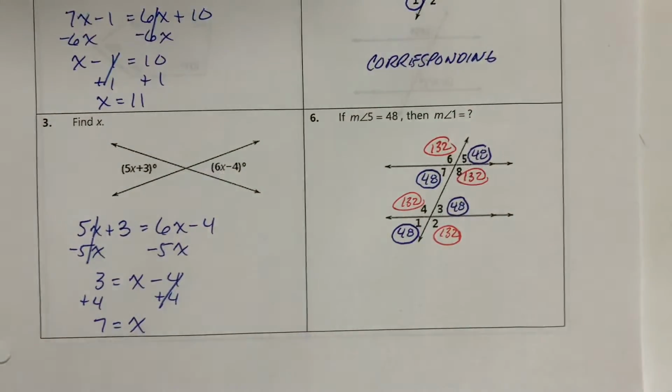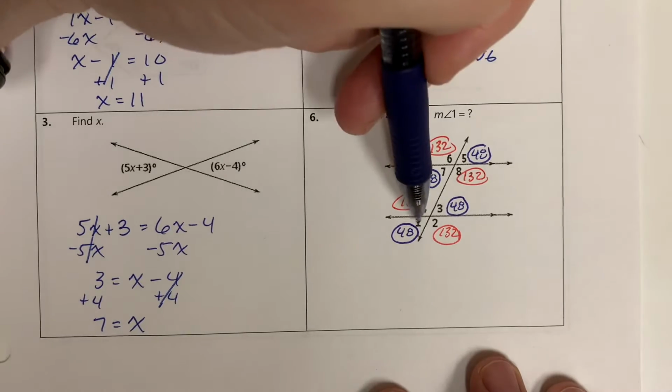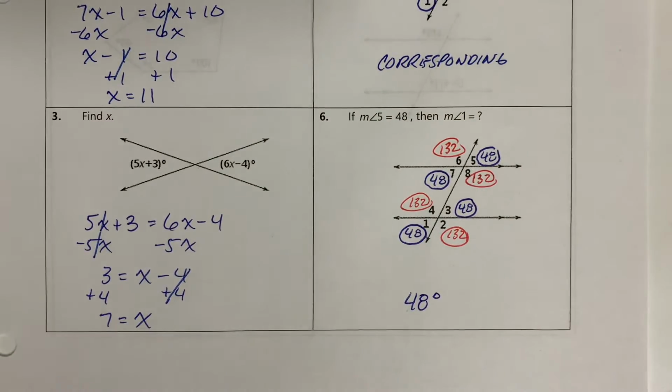Okay, so now I can find the measures of any of them. It's looking for the measure of number 1. Here's number 1 down there, and it looks like it's 48. So 48 degrees.